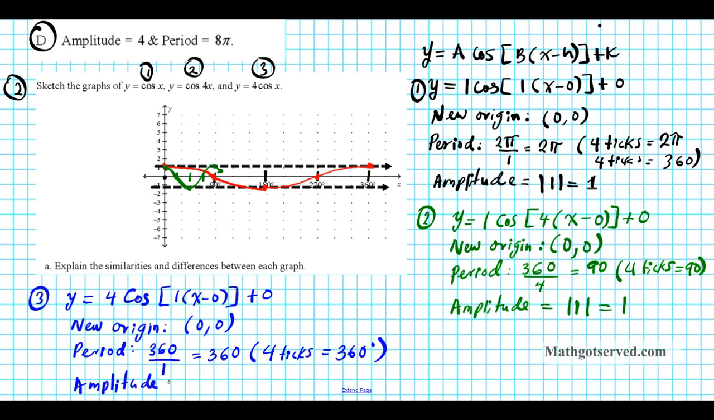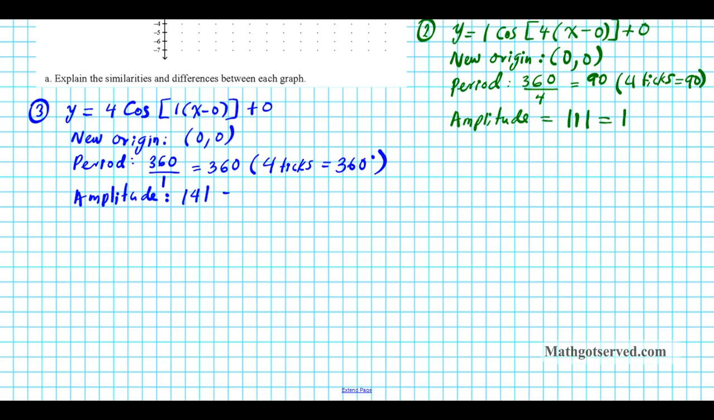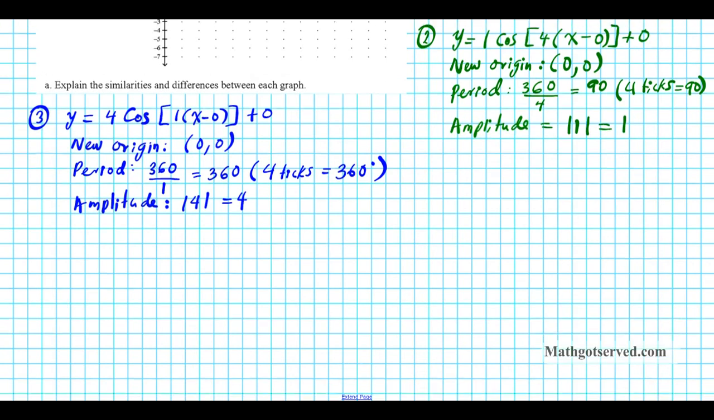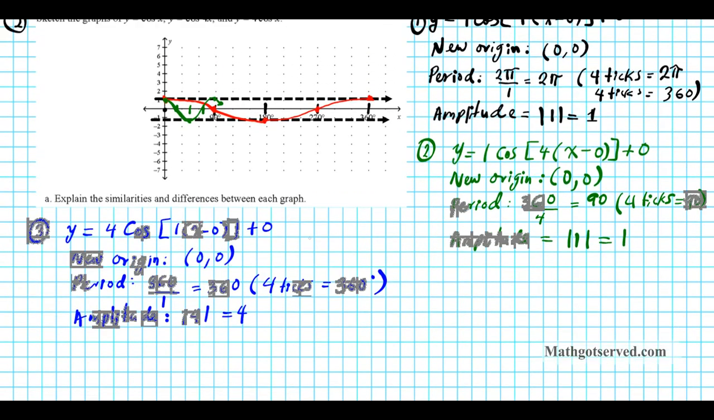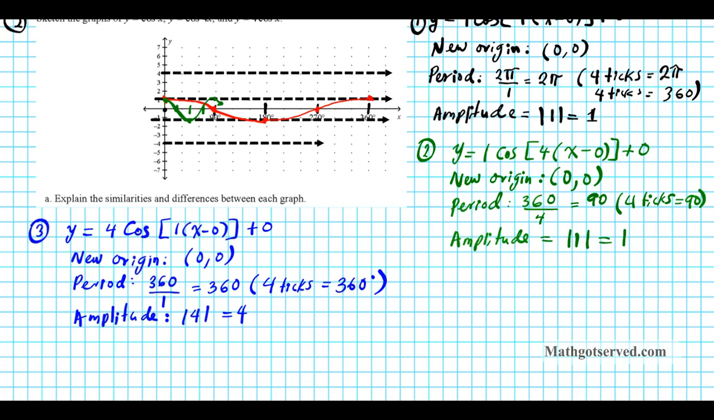Our amplitude is the value of absolute value of A. So absolute value of 4 is 4 units. So we're going to have a displacement of 4 units up and down from the central position. Okay, all right, we have all the information we need. Let's go ahead and graph it. Our maximum is going to be at 4 this time because of the amplitude of 4. And our minimum is going to be at negative 4.